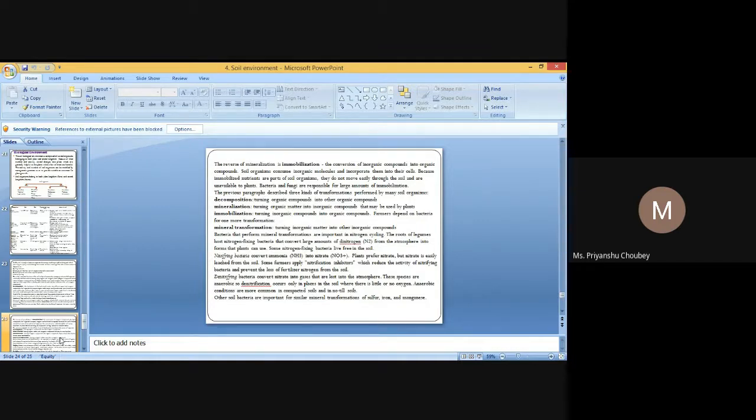Some nitrogen-fixing bacteria live free in the soil. Nitrification bacteria convert ammonia into nitrate. Plants prefer nitrate, but nitrate is easily leached from the soil. Some farmers apply nitrification inhibitors, which reduce the activity of nitrifying bacteria and prevent the loss of fertilizer nitrogen from the soil.